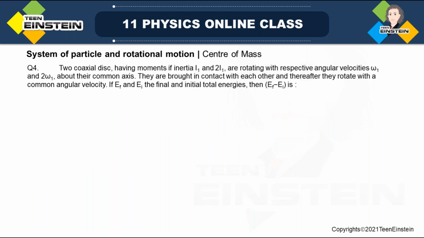Okay, so this is an interesting problem. We'll read the problem first. Two coaxial dishes. This is one. Suppose this is another one. Coaxial dishes. One has moment of inertia 2I1 and another one has I1.